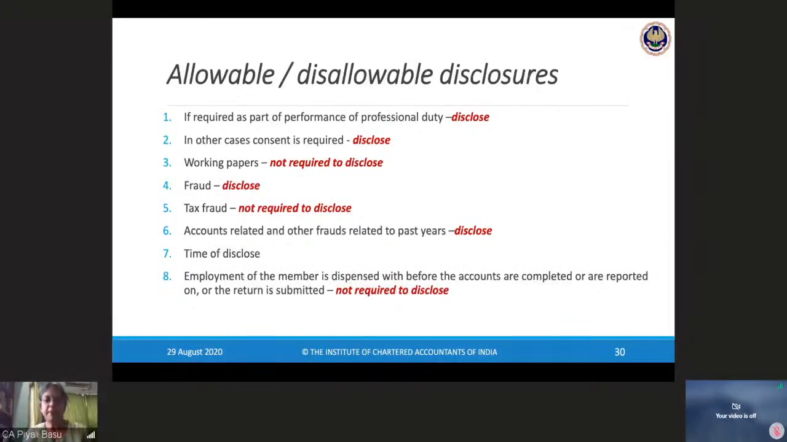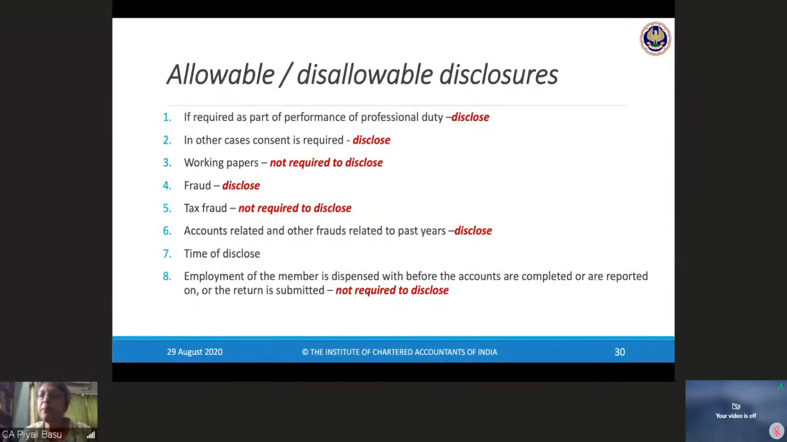Employment of the member is dispensed with before... it is not binding. The last one: because we were working and we encountered certain frauds, and we discussed with the client, they said that your service is not required, and we are dispensed with. We are removed. So then it is not binding on us to report.